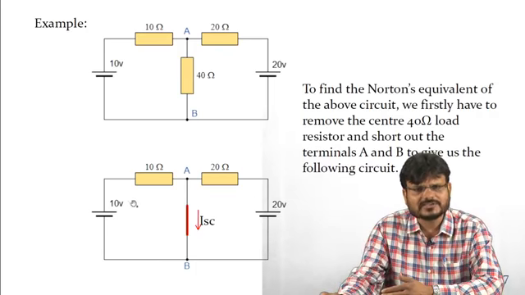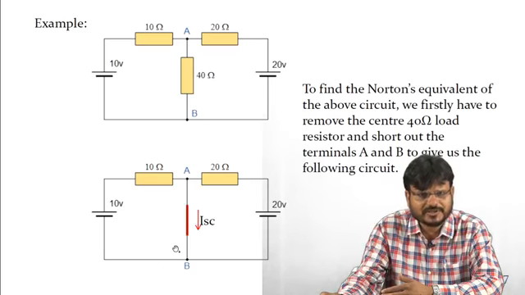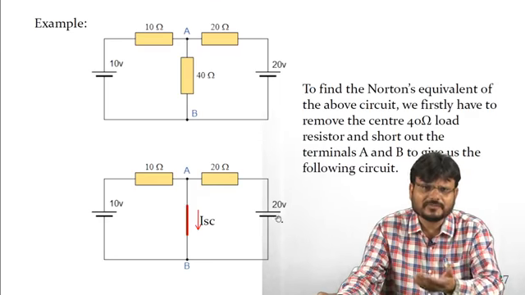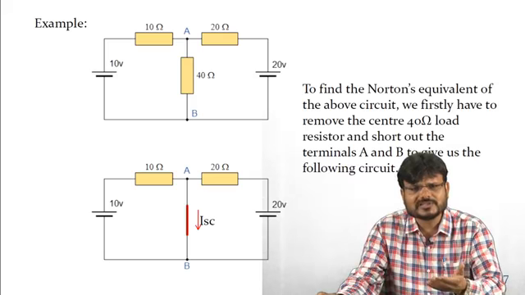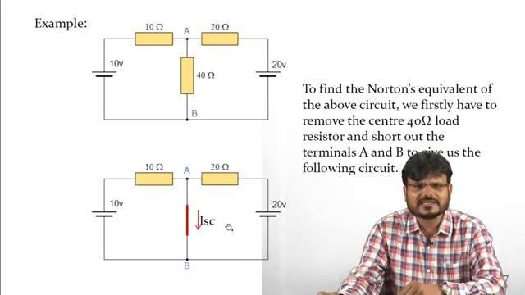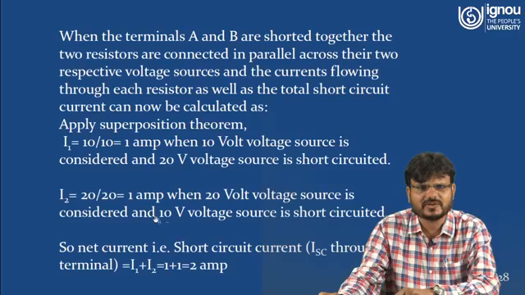So when you are considering the 10 volt source, that current I1 is flowing in this direction from A to B, that is 1 ampere. When you are considering the 20 volt source, the current is again 1 ampere, because 20 divided by 20 is 1 ampere, and at that moment the current is also flowing from A to B. So the superposition theorem states that it will be equal to the algebraic sum. The currents flowing due to these two individual voltage sources are in the same direction. So ISC can be written as ISC is equal to what?